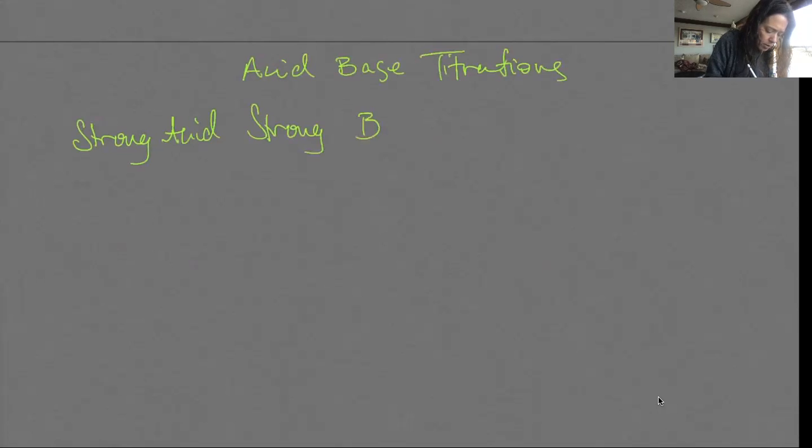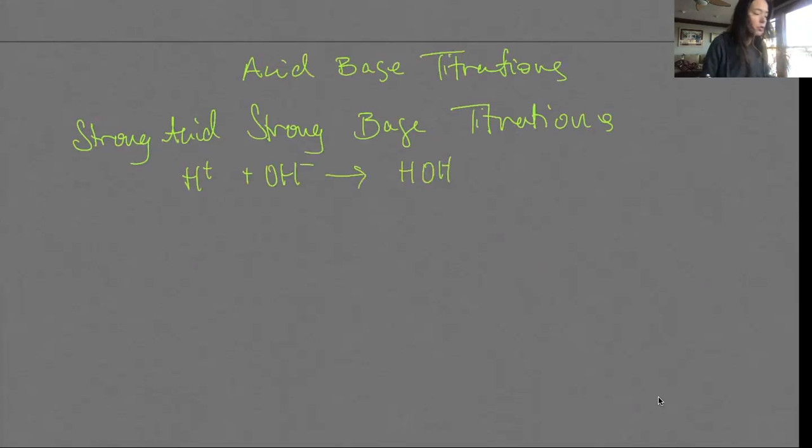Okay. What are we going to talk about? We're going to talk about acid-base titrations, okay? And first we're going to look at strong acid, strong base titrations, right? And we already know that that's a net ionic equation, simple as that. And it's really simple to handle. If you look at a titration curve, it will be a volume of titrant added.